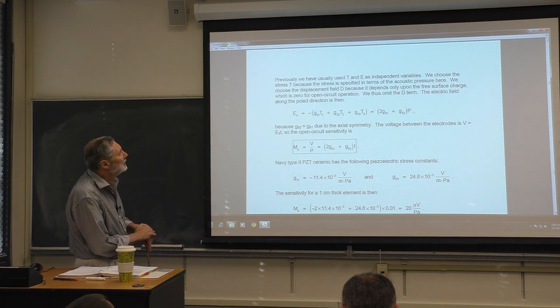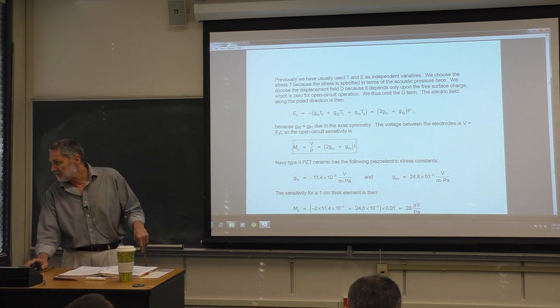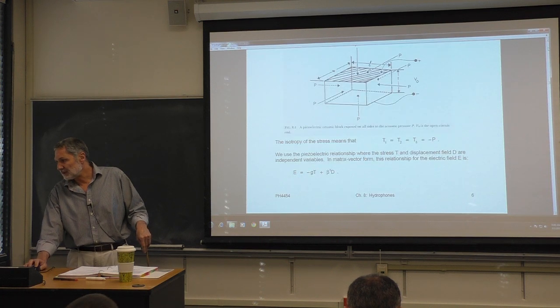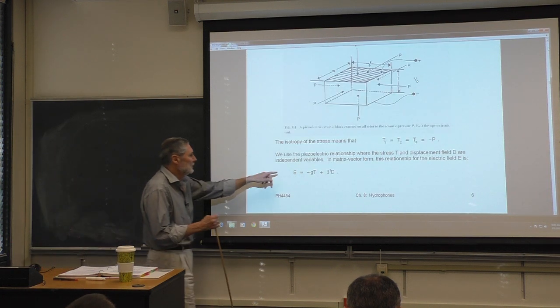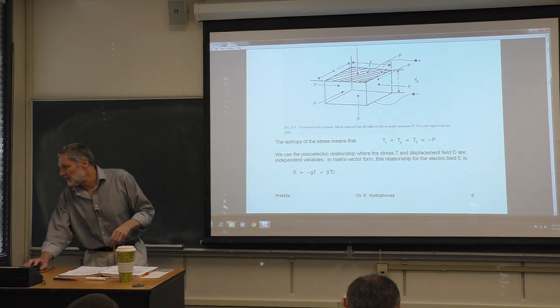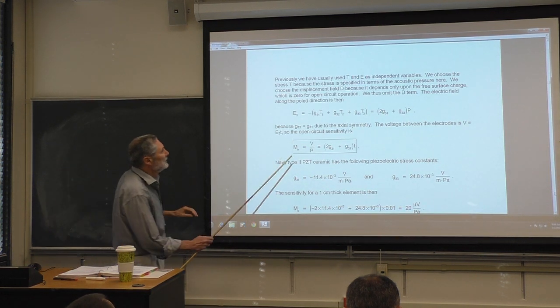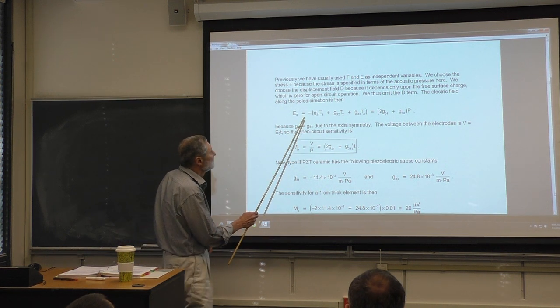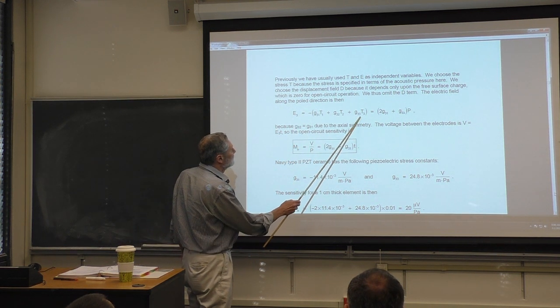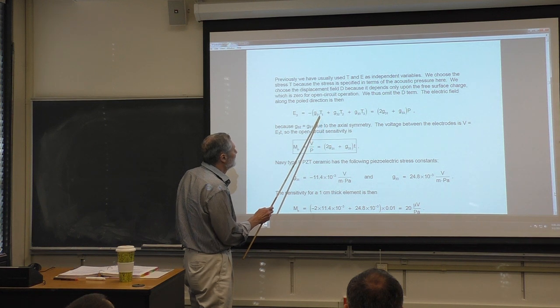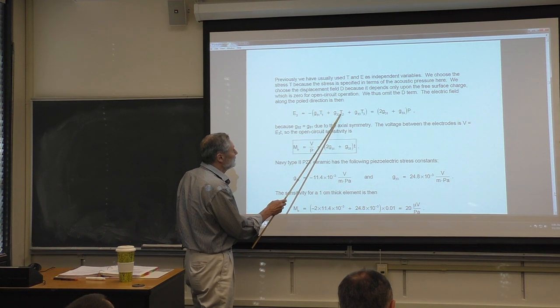So if we look in to get the sensitivity, we want to look in the 3 direction. We look at the 3 component here, and so written out, if you write out all the components, here's what we get. Setting D equal to 0, here's what we get. The stresses are all the same. They're equal to minus P.